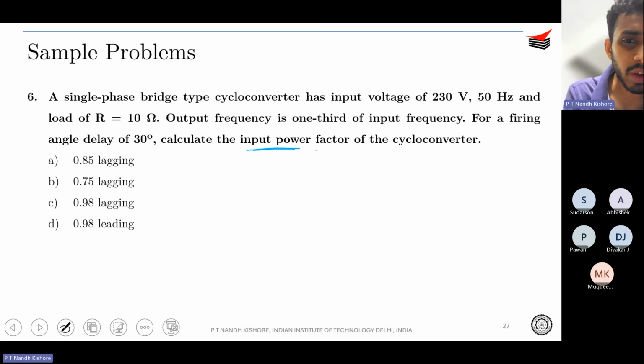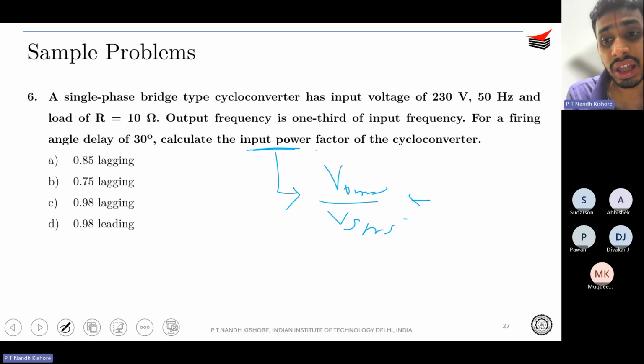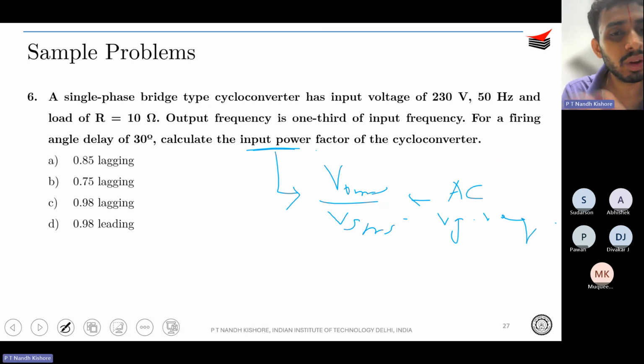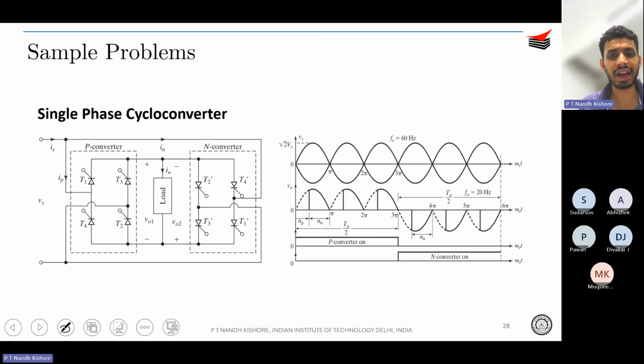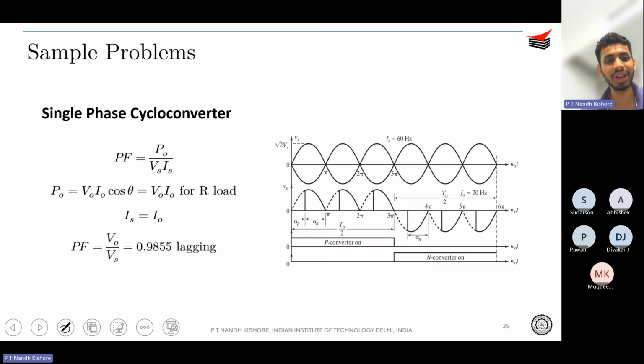Okay. So what did we see earlier? Input power factor is basically V naught RMS over Vs RMS for an AC voltage regulator, right? It's for an AC voltage regulator. Over here, they have asked for a cycloconverter. So again, you have the single phase cycloconverter, and these are the characteristic waveforms, which I believe you guys are very well aware about.